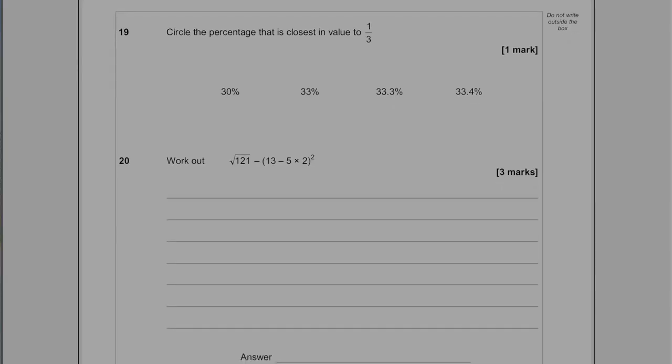Question 19. Circle the percentage that is closest in value to 1/3. 1/3 would be technically 33.3 reoccurring percent. So the one that's closest to that would be 33 1/3.